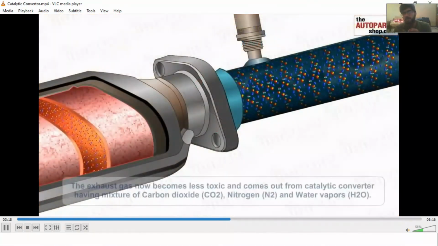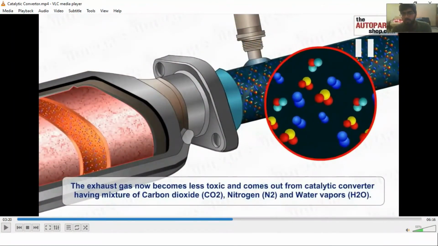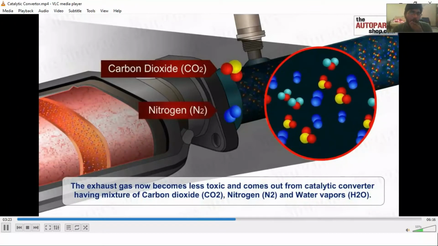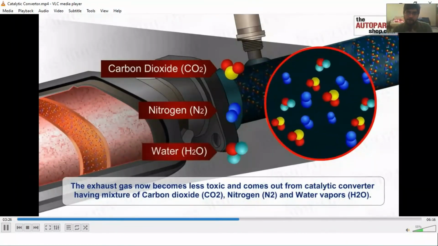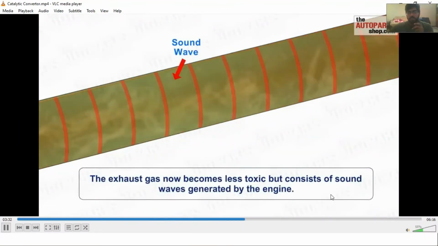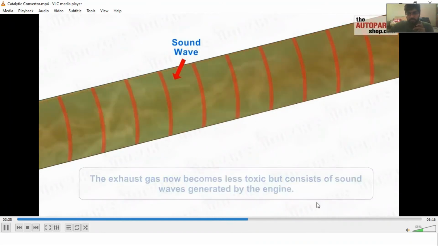So in that case, the nitrogen oxides are converted into nitrogen, carbon monoxide is converted into carbon dioxide, and unburned hydrocarbons are converted into carbon dioxide and water vapors only. So these three are the only combustion products which remain here: carbon dioxide, nitrogen and water vapors. So now we have less toxic gases, but again it consists of sound.